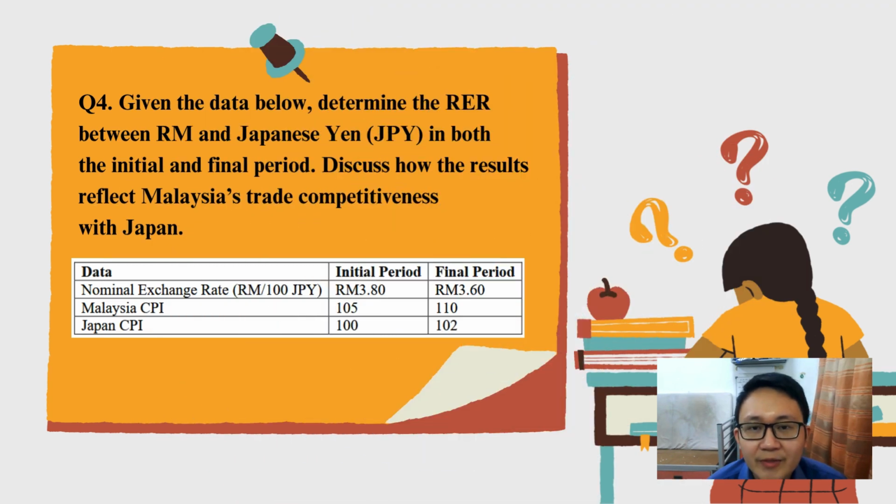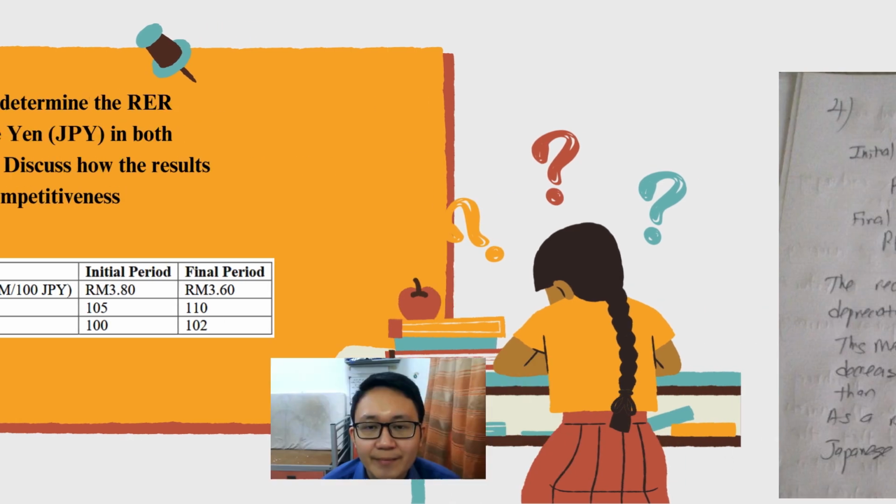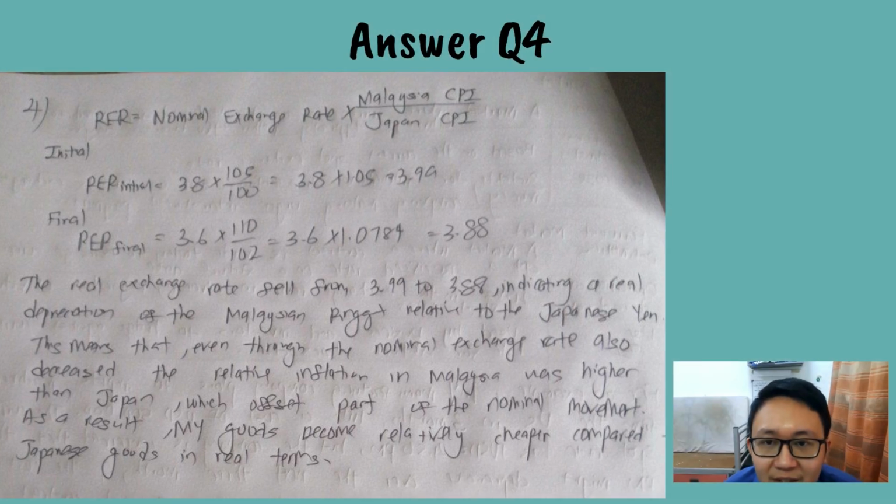So given the data below, determine the real exchange rate between the RM and the Japanese yen in both the initial and final period. Discuss how the result reflects the trade competitiveness with Japan. Using the formula, we find that the initial RER is 3.99, and the final RER is 3.8.